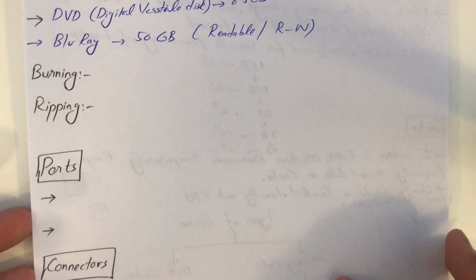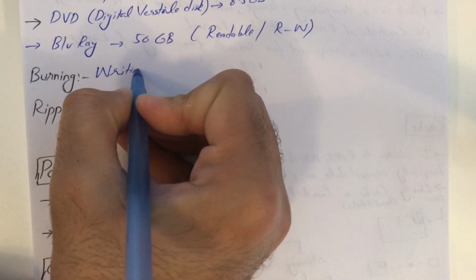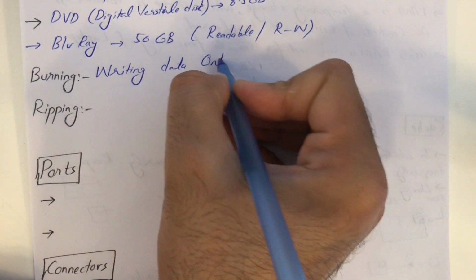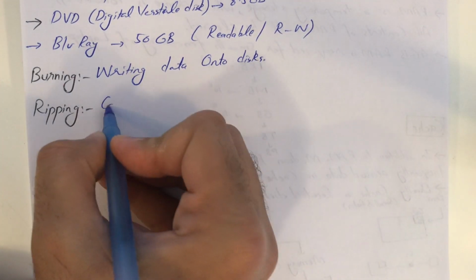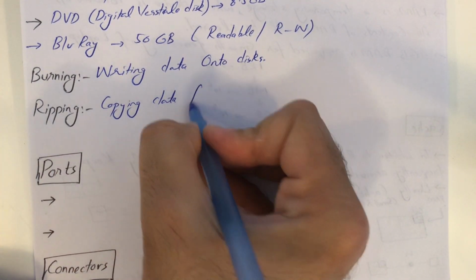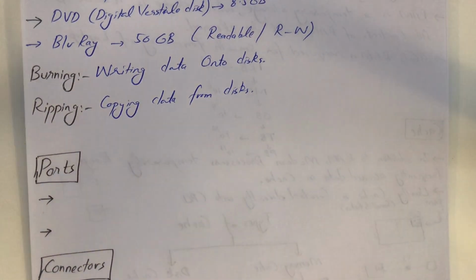There are two terms which are closely related to optical drives. One is called burning. Burning means writing data onto a disk. Ripping is copying data from disks. This is called ripping.